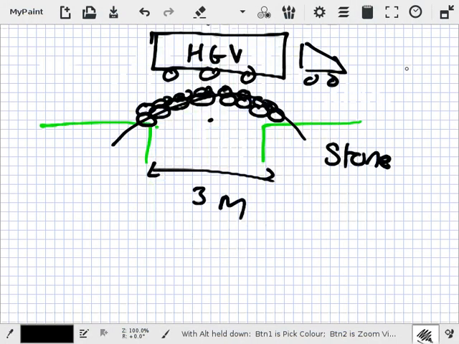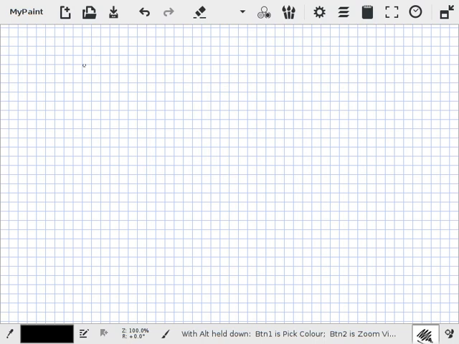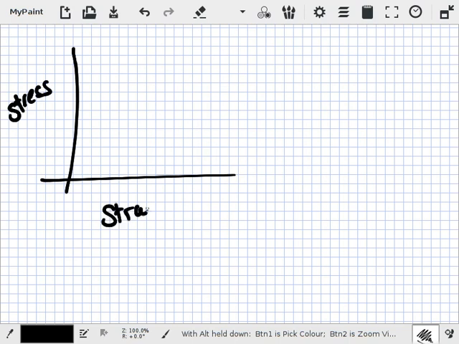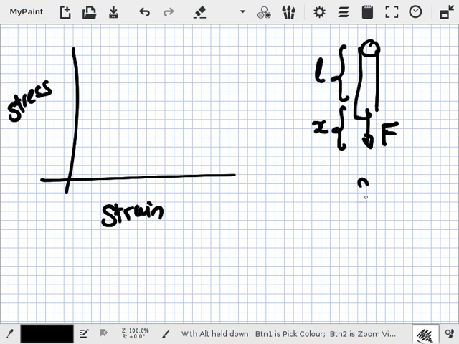Okay, right, let's have a look here. So this graph here is stress, and this one here is strain. So this is something like, let's say you have maybe a rope, and you pull down with a force, and you measure the extension, and you know what the original length was. So you can calculate the strain. The strain is x over L. Now, the stress is the force divided by the area.